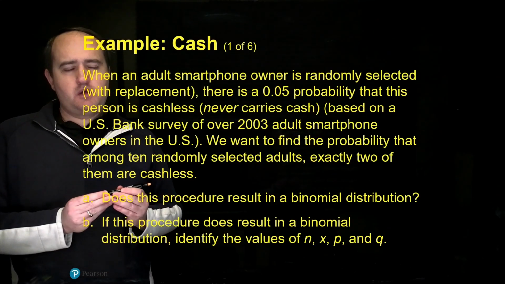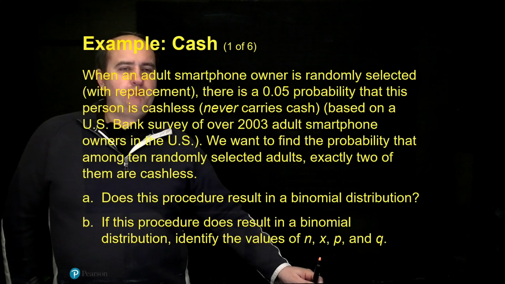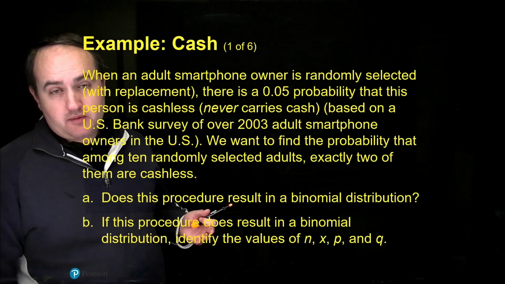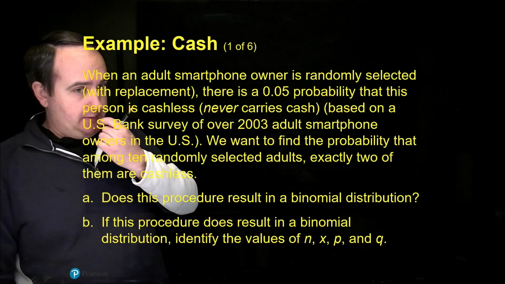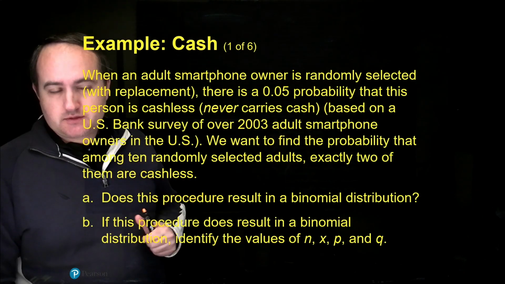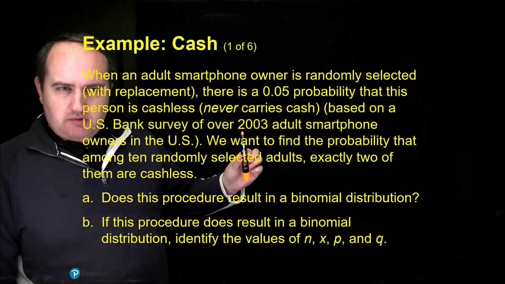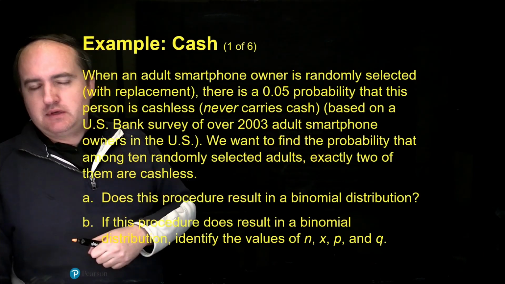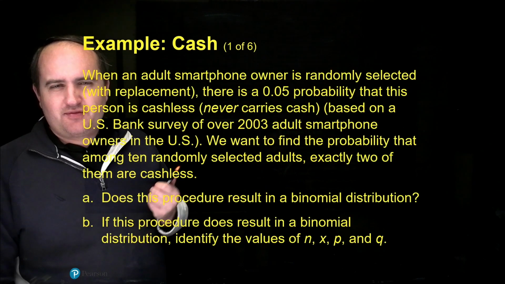All right, so let's start with n. So n needs to represent the total number of trials, right? So n doesn't actually represent the 2003 adult smartphone owners, even though you might be tempted to think that it was that.